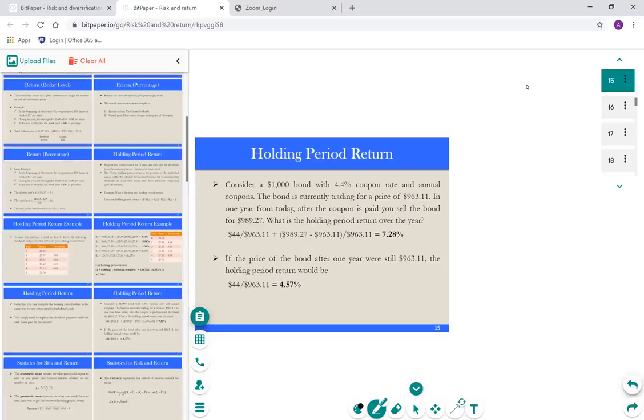And so the holding period return for that bond, buying it at $963, selling it at $989, and getting the $44 coupon payment over the course of the year, would result in a 7.28% holding period return for the bond. If the bond didn't change in price at all, if it were still $963.11, then the holding period return would just be the $44 coupon divided by the price we paid for it, and that would result in a 4.57% holding period return.